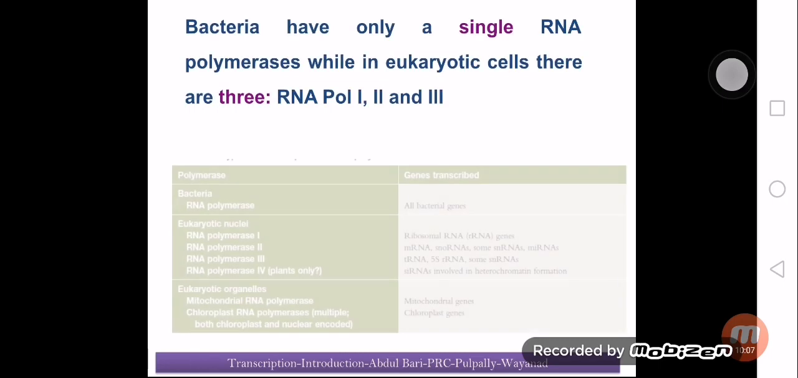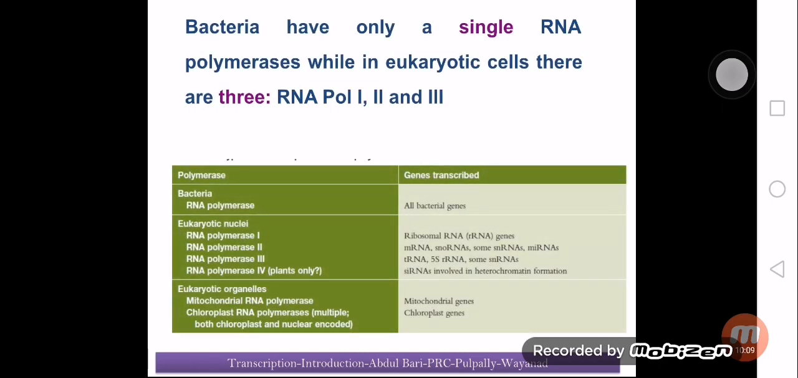right? So in bacteria, as already said, we have a single RNA polymerase, while in the eukaryotic system we have three sets, polymerase 1, 2 and 3, right? Polymerase 1 in eukaryotes is exclusively for the synthesis of rRNA, right? And it is usually localized in the nucleolus of the nucleus.